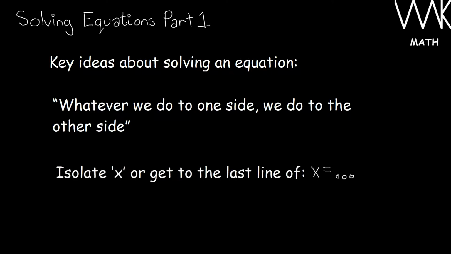The second idea is talking about solving equations. When a person is asked to solve an algebraic equation, the goal is to isolate x and find the actual number that the variable represents. Hence, the last line of any given equation should always be x equals something.